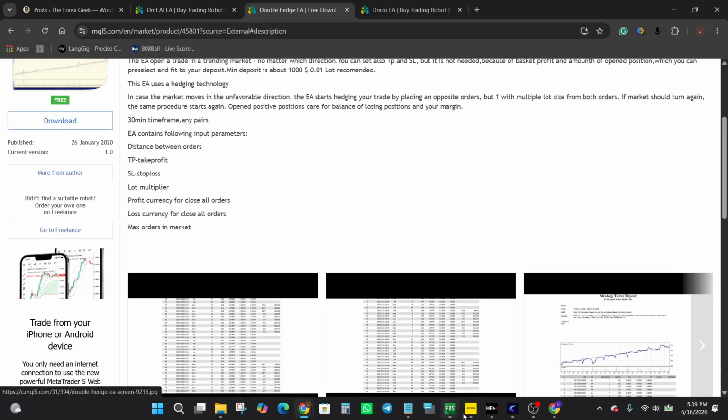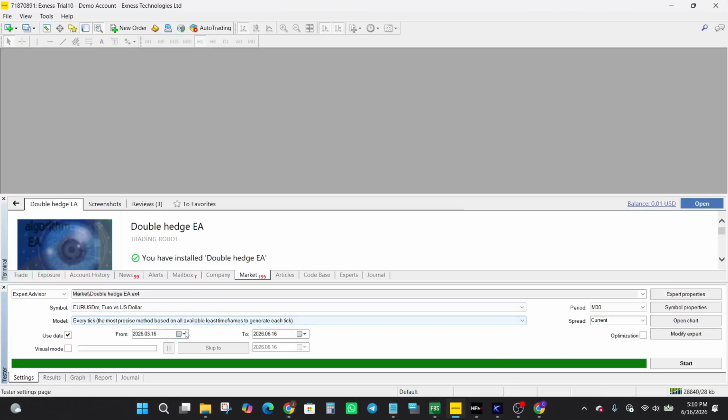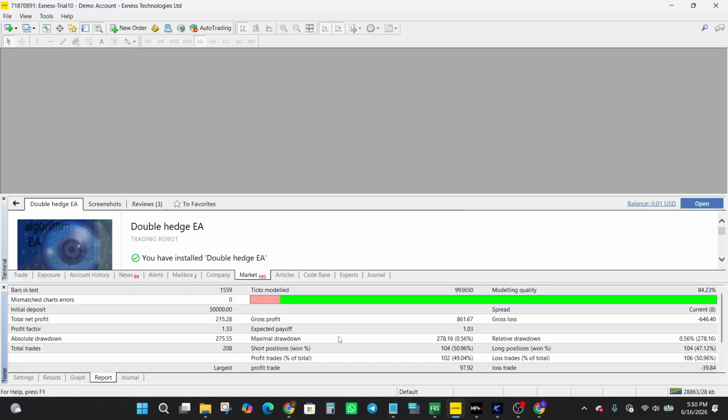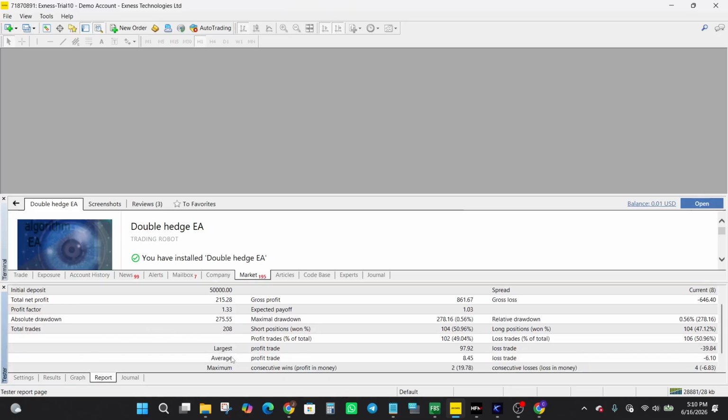All right, let's see how the EA performed over the past 3 months. So we're testing the Double Hedge EA on EURUSD on the M30 time frame as recommended, and I'm using the every tick modeling. Looking at the report, I can see that from an initial deposit of $50,000, the total net profit was $215.28.